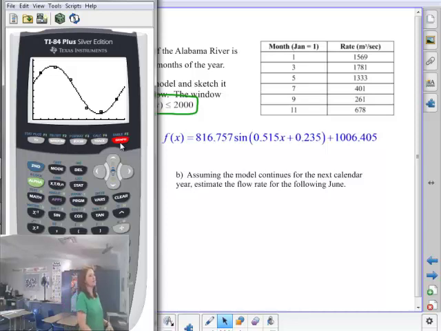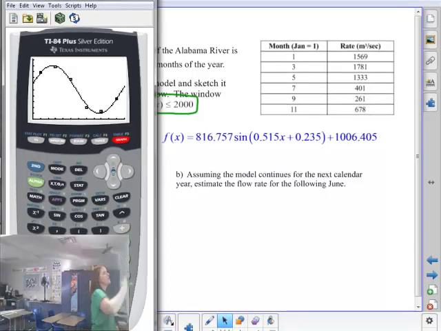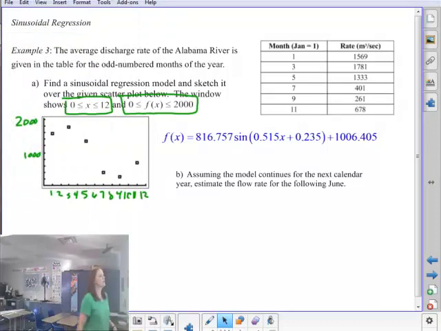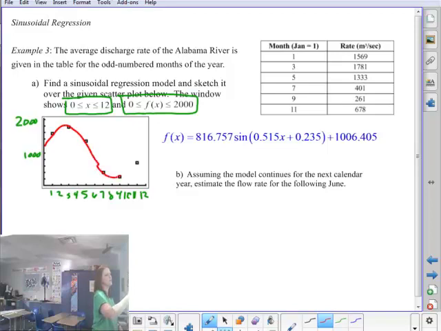Okay, so now we have our sine curve. You can go ahead and copy that onto the model that was given. Alrighty, so we've got our sine curve coming through like that. You can see my board's off a little bit.